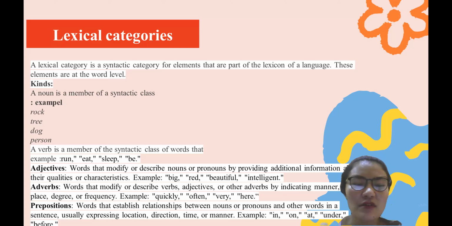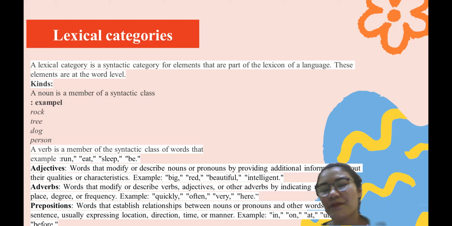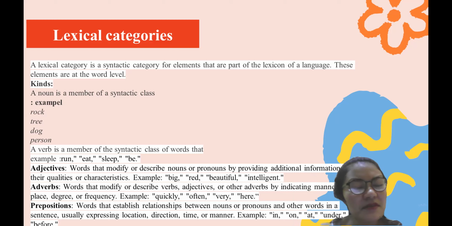Adjectives are words that modify or describe nouns or pronouns by providing additional information about their qualities or characteristics, for example: big, red, beautiful, intelligent. Adverbs are words that modify or describe verbs, adjectives, or other adverbs by indicating manner, time, place, degree, or frequency. Example: quickly, often, very, here.